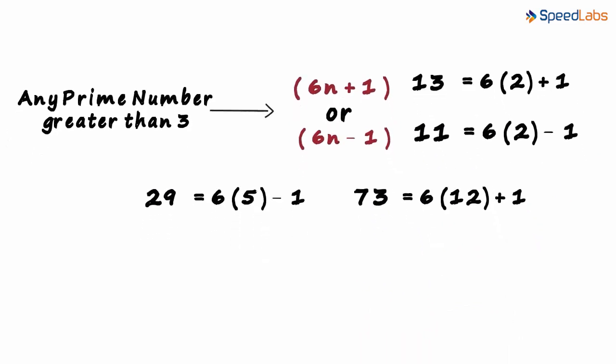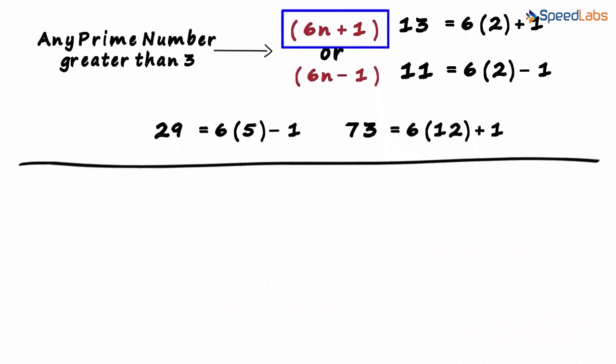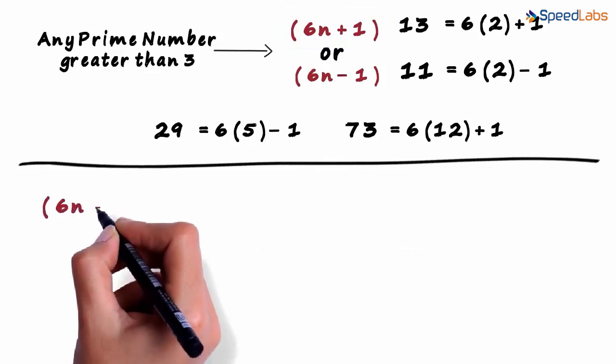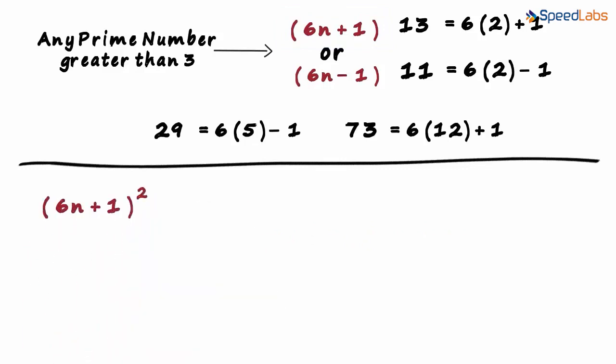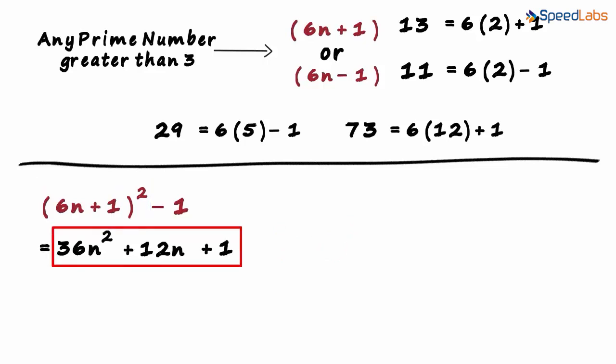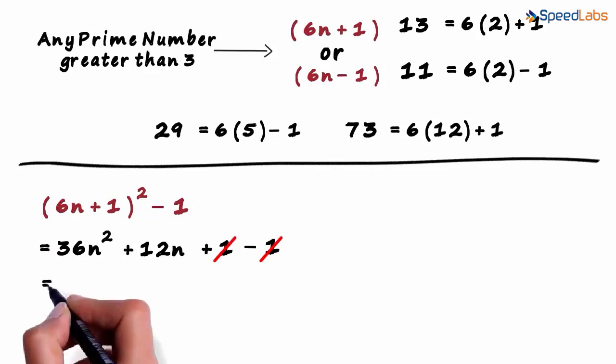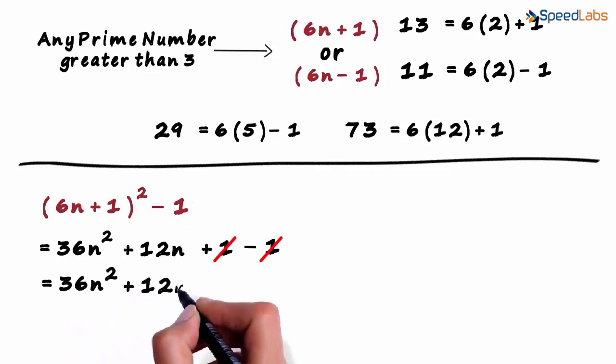Let's say the prime number we chose was of the form 6n plus 1. The first thing we did was we squared the number. That would give us 6n plus 1, the whole squared. Then we subtracted 1. Using the identity of a plus b, the whole squared, we write this as 36n squared plus 12n plus 1. And minus 1 is written as is. 1 and minus 1 cancel out and we are left with 36n squared plus 12n.